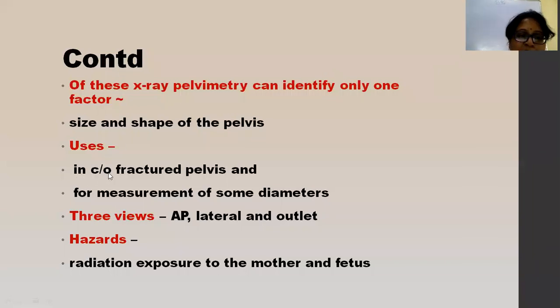It can also be used when there is a fractured pelvis, or if you want to measure any of the diameters. In that case, you can use X-ray pelvimetry. Three views are taken: anteroposterior view, lateral, and the outlet view. But the most common view which we use is the lateral view. The lateral view is usually taken with the woman in erect posture, and then we look at the diameters. And what are the hazards of X-ray pelvimetry? The woman and the baby are exposed to radiation.